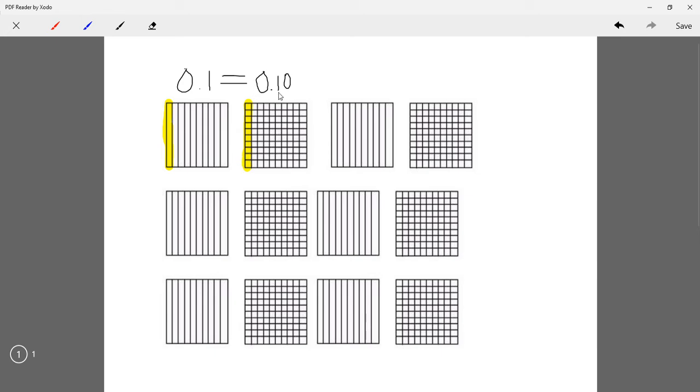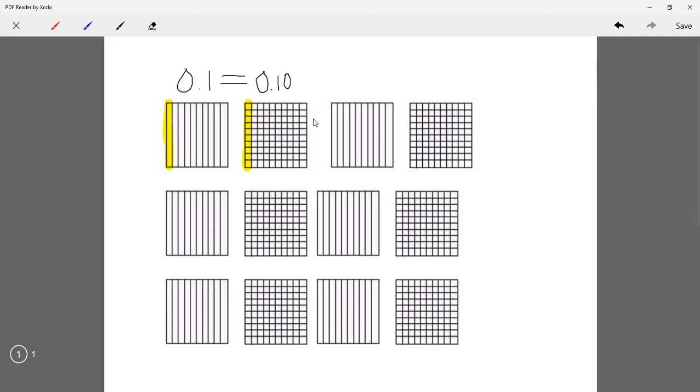So decimal grids are definitely a good way to show how tenths and hundredths are equivalent, right? Because one column in this one is equal to one column in this one. It's the same thing. So that's an overview of how these decimal grids work.